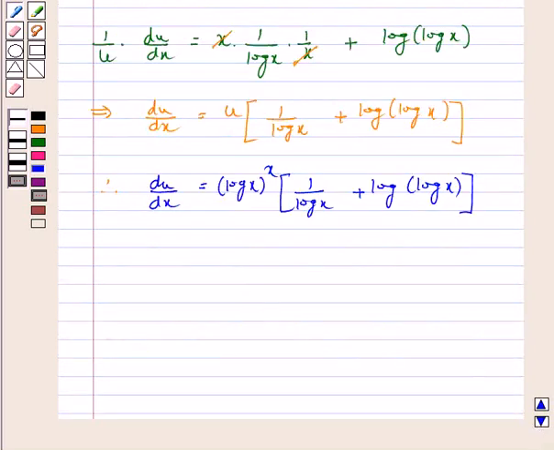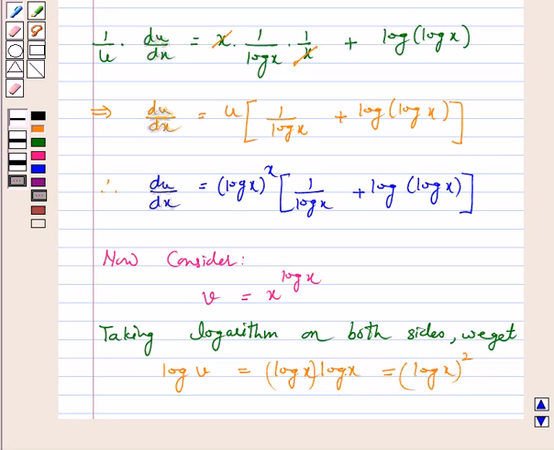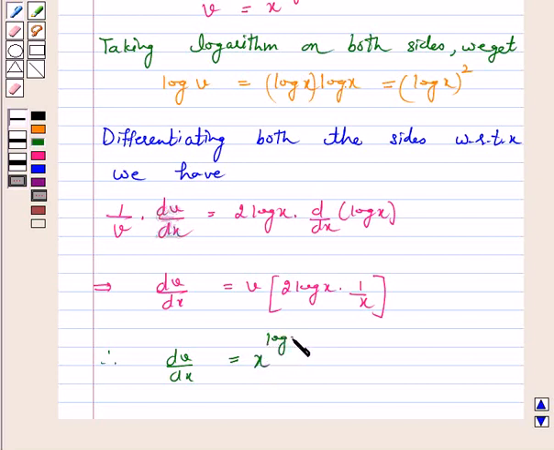Now consider v is equal to x^(log x). Again, method is same, taking logarithm on both the sides, we get log v is equal to log x into log x. So this is equal to (log x) whole square. So dv by dx is x^(log x) into 2 log x upon x.